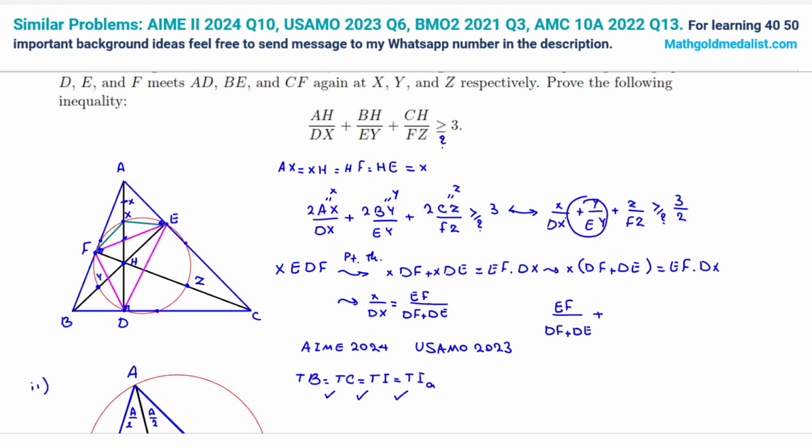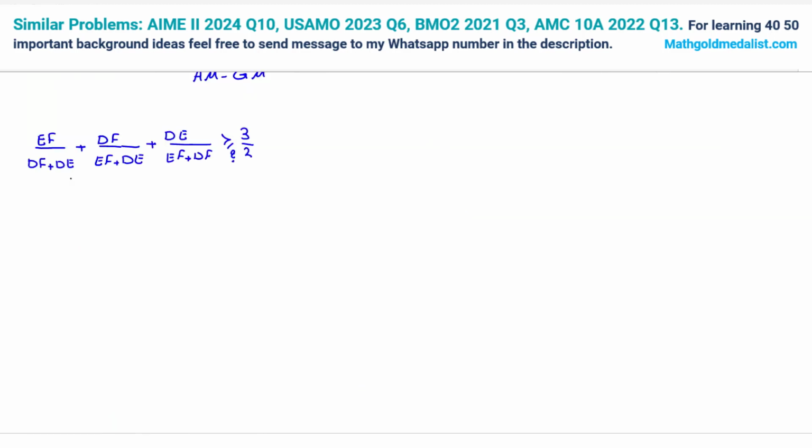Next one, y over ey. Y is related to this one, so it will be df over ef plus de. Similarly, plus z over fz is de over ef plus df. We should prove why it is greater than or equal to 3 over 2. Now we want to prove that the sum of these three fractions is greater than or equal to 3 over 2.